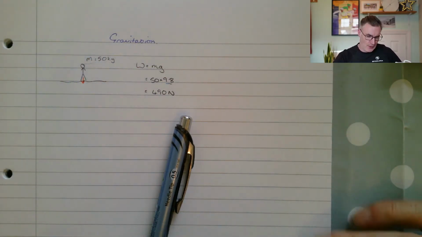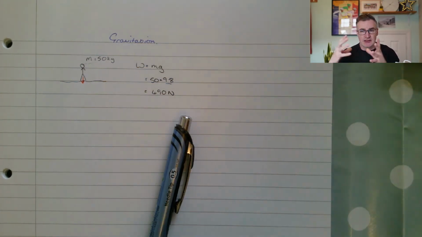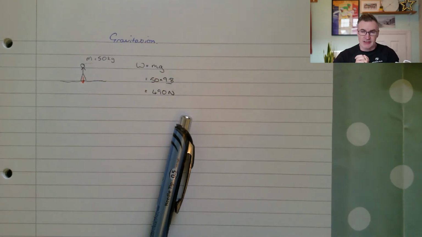Now, Newton's third law states that for every action there must be an equal and opposite reaction, and so it works both ways. If the Earth pulls you down with a force of 490 newtons, you must pull the Earth up with a force of 490 newtons as well. It's just the Earth is so big that you don't actually notice the Earth rising up to your feet, whereas because you're quite small and puny compared to the Earth, you do notice it.